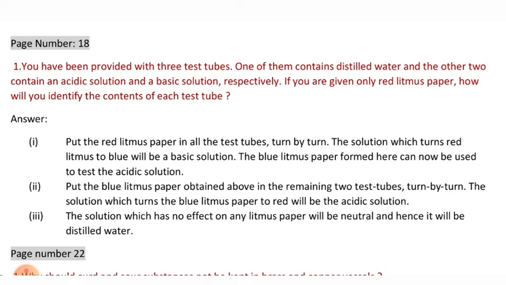First, put the red litmus paper in all the test tubes turn by turn. The solution which turns red litmus to blue will be a basic solution. The blue litmus paper formed here can now be used to test the acidic solution.